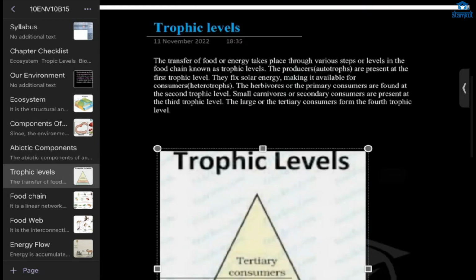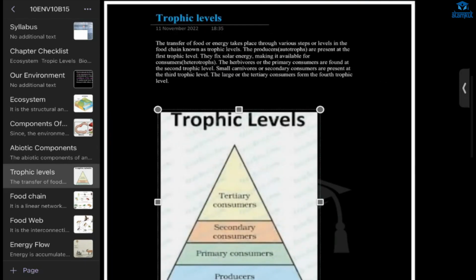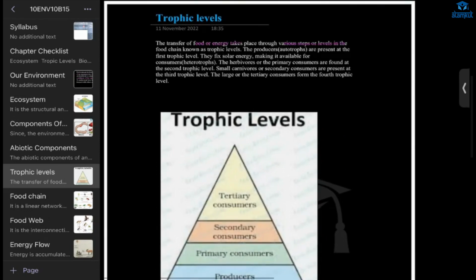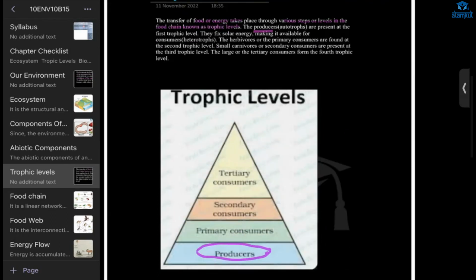Next, we have trophic levels. The transfer of energy or food takes place through various steps or levels in the food chain. It is known as trophic levels. The first is the producer, present in the first trophic level. The primary consumer, the herbivores, is the second trophic level. Next, the secondary consumer is the third trophic level. And fourth, the apex, the top one, that is the tertiary consumer, the fourth trophic level.